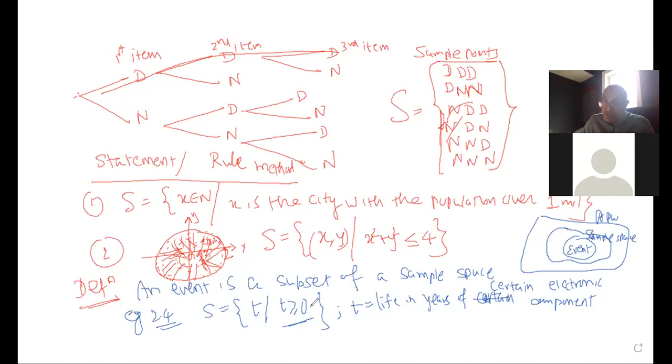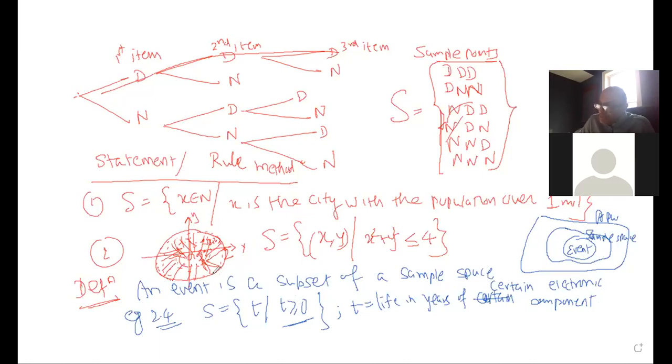It could be 0 too, because once you switch on the lights the bulb may go immediately, in a fraction of a second. That means you cannot run that bulb even for a minute. So that's why it could be 0, though most likely, practically, it is more than 0. And t is the life in years. So it could be 0 years, 1 year, 2 years, 1.5 years. It could be anything. Years of a certain electronic component, one of the examples.